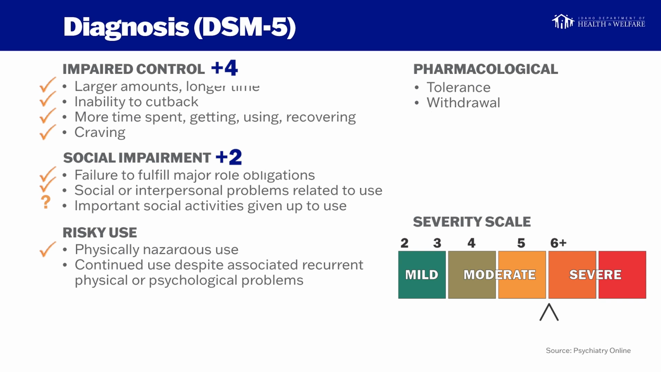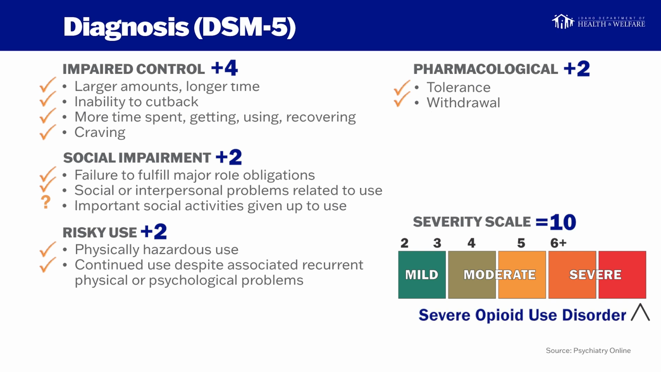And continued use despite associated recurrent physical or psychological problems. We don't really know the status of her depression, but we do know that they've been to the ER multiple times with infections. And then the pharmacological tolerance and withdrawal, they meet both of those. So really 10 out of 11, potentially 11 out of 11. So this person has severe opioid use disorder. So this person meets criteria for opioid use disorder. They have a severe opioid use disorder and they need medication.